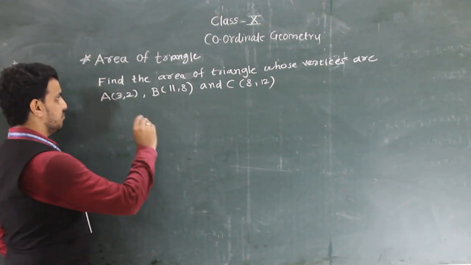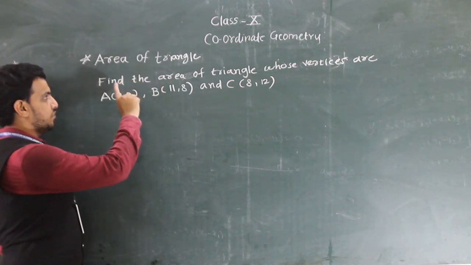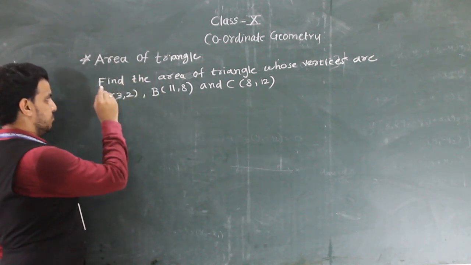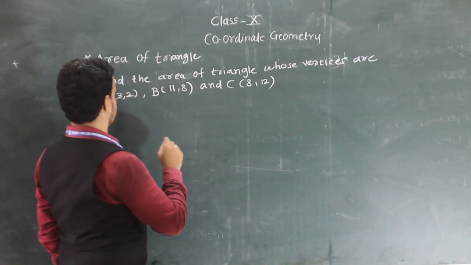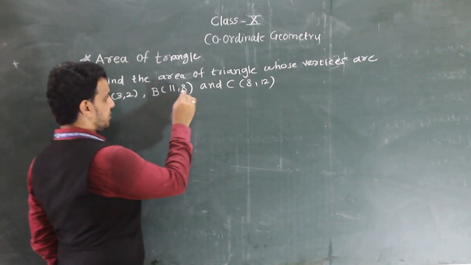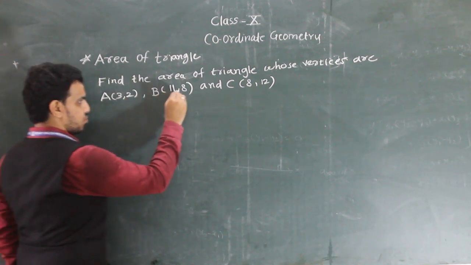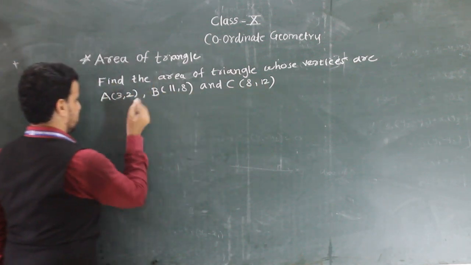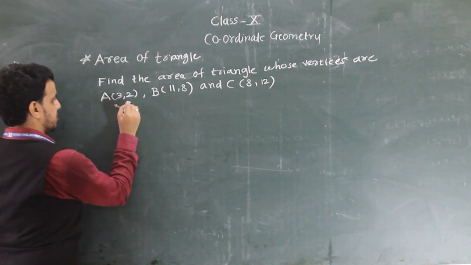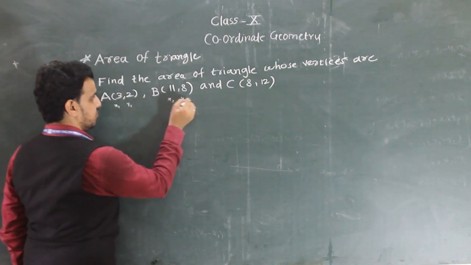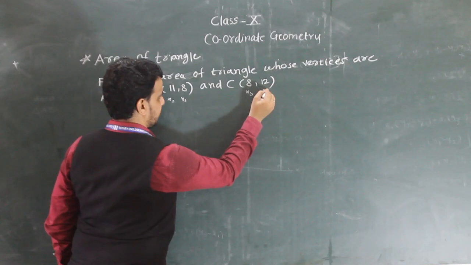Now we will solve an example based on the formula of area of triangle. So here the example is, find the area of triangle whose vertices are A (3, 2), B (11, 8) and C (8, 12). This is x1, y1, this is x2, y2, and this is x3, y3.